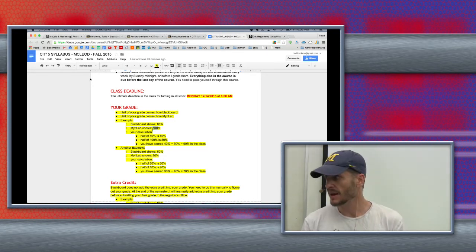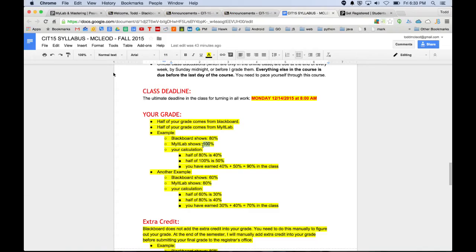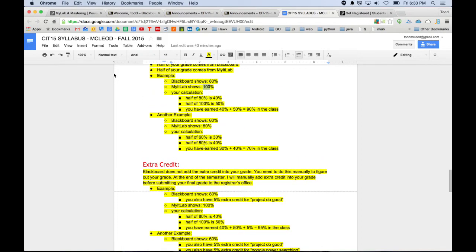Let me zoom in on that even more. It's not zooming in on the screen. That's weird. It only zooms in here. All right. Anyhow, you've got 80% in Blackboard, you've got 100% in my IT lab. The way you calculate that is half of 80% is 40%, since half of your grade comes from Blackboard. Half of 100% is 50%. That's where the other half of your grade comes from. So when you add together 40 plus 50, you got 90. Likewise, here's one more example.